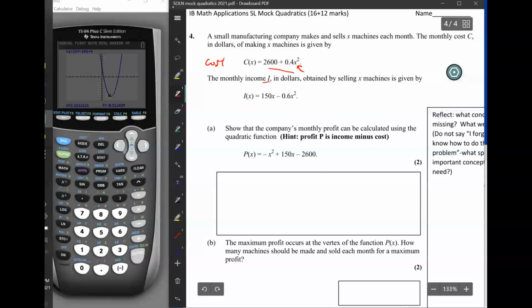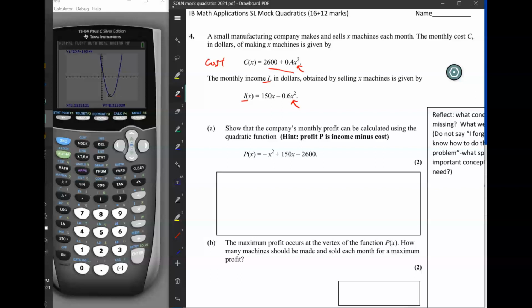The monthly income is how much the company takes in every month, usually by selling products, okay? So in this case, the monthly income is based on how many machines it sells, which is X. Depending on how many machines X it sells, you can figure out how much they make in income. And if the only thing they're getting money for is selling X machines, then you also know that the income is related to the price.